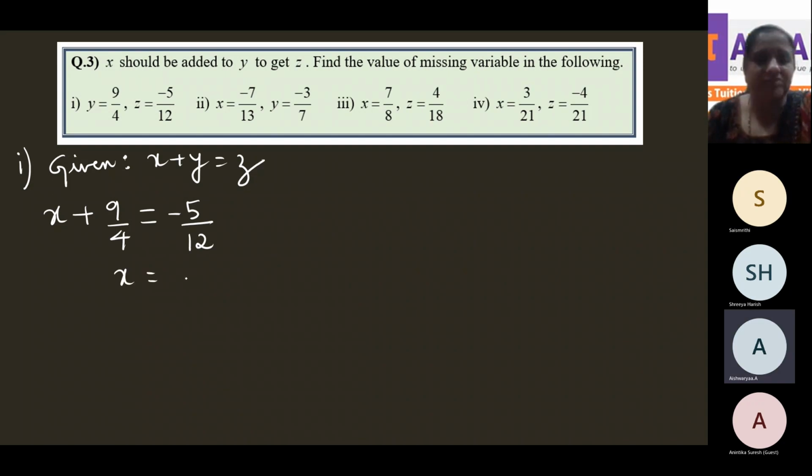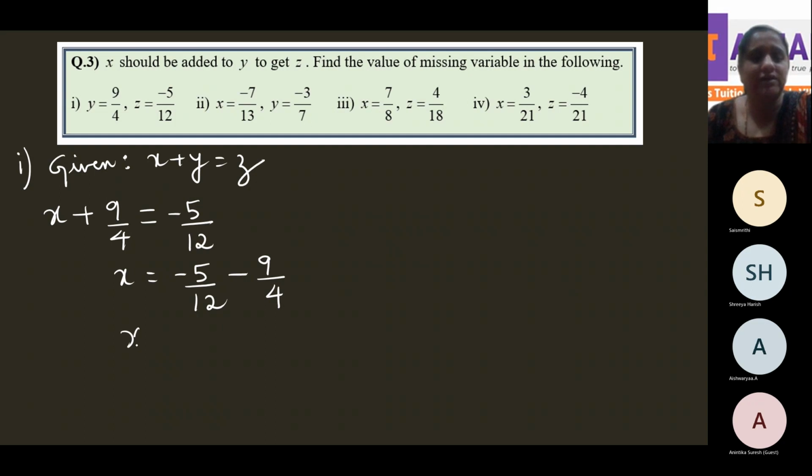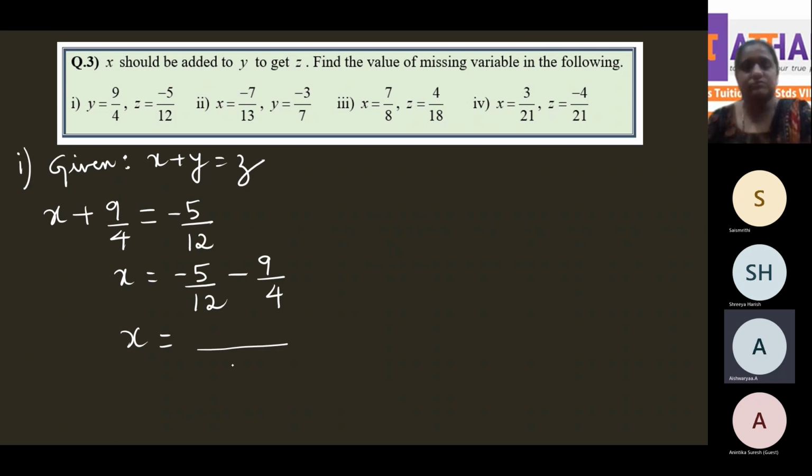X is equal to minus 5 by 12, and you'll have to transpose 9 by 4. So it becomes minus 9 by 4 on the RHS. Do we know that? Yes, ma'am. When you transpose plus 9 by 4 from the LHS, it goes to the RHS as minus 9 by 4. Now, what's the LCM of 12 and 4? 12 is the LCM.